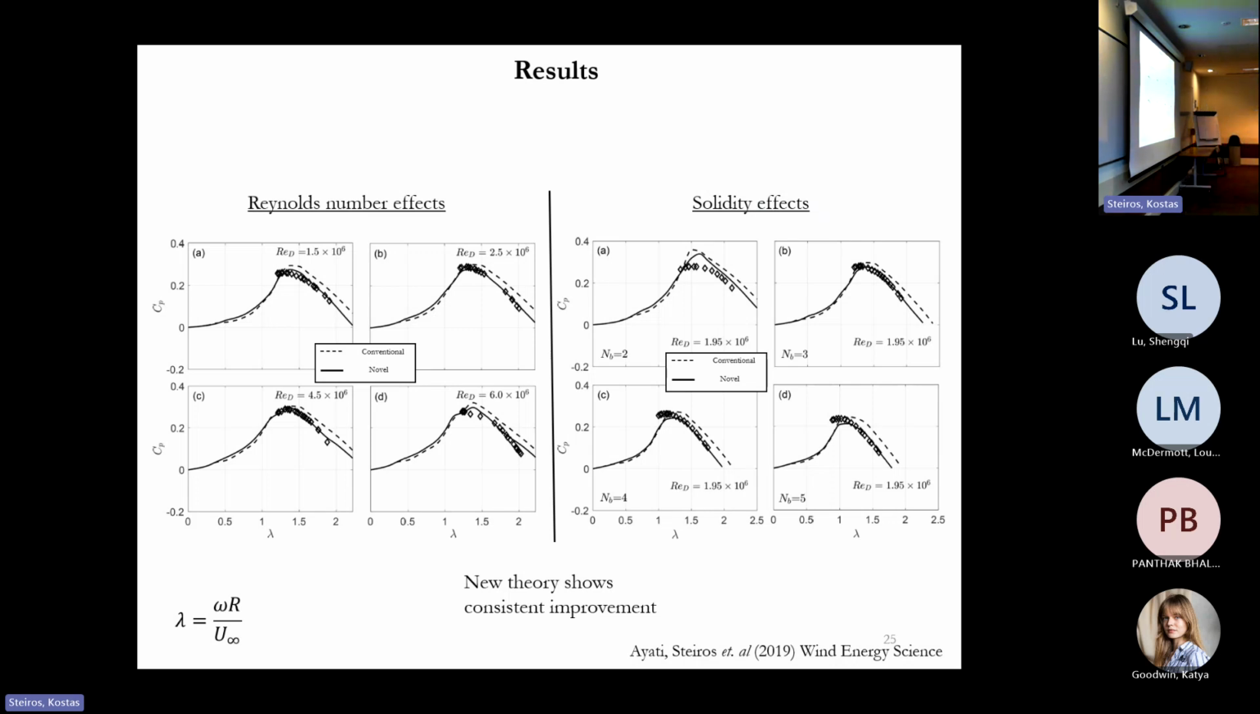And you can see that whether we change the Reynolds number but keep the blade number constant, or we keep the Reynolds number constant but change the number of blades, the solid line behaves much better compared to the dashed line for both cases, right? And actually, what is interesting is that at very low tip speeds, at very low rotational speeds, let's say, the two models are basically identical, right?